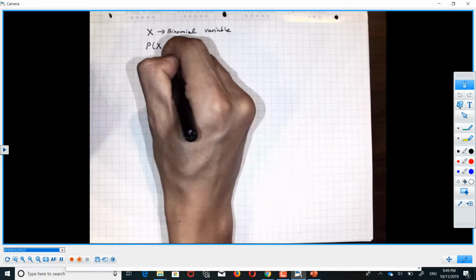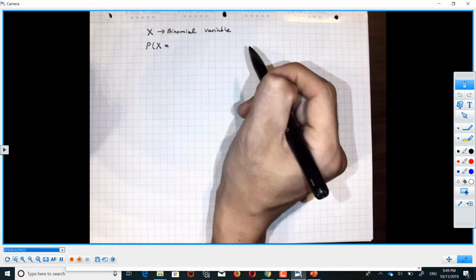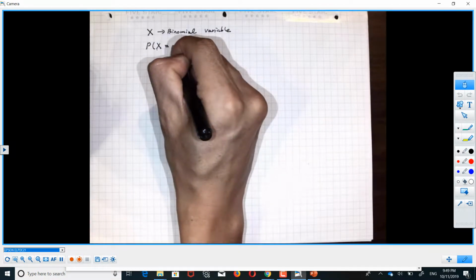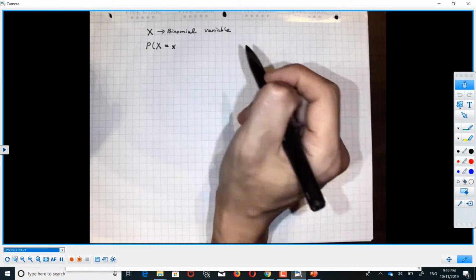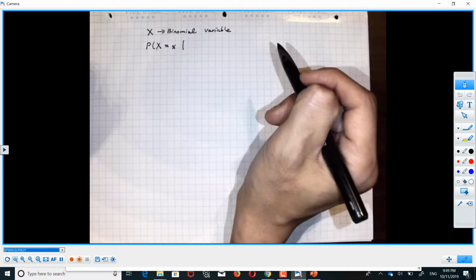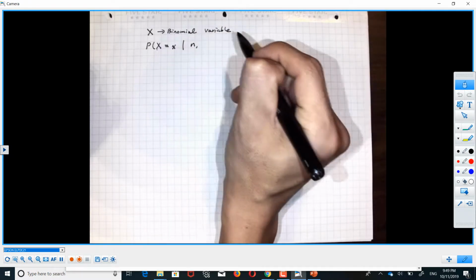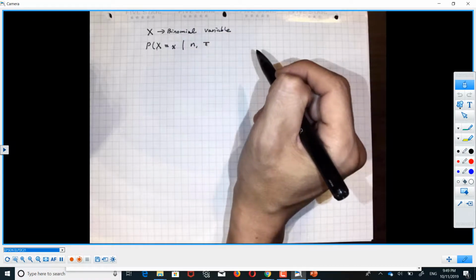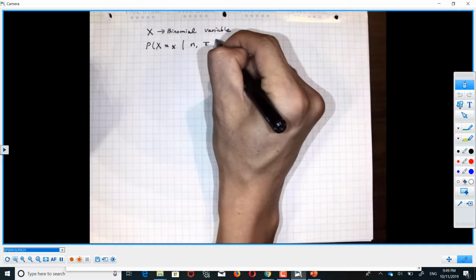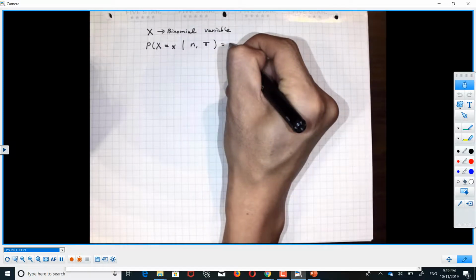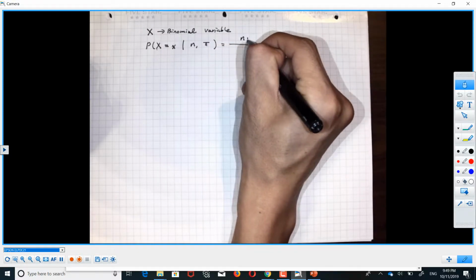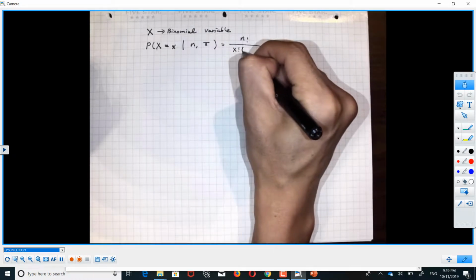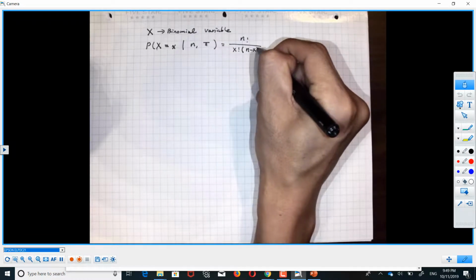is the binomial random variable is, let's say, some value of small x, given that n is the sample size and pi is the probability of interest, is equal to n factorial over x factorial times n minus x factorial.